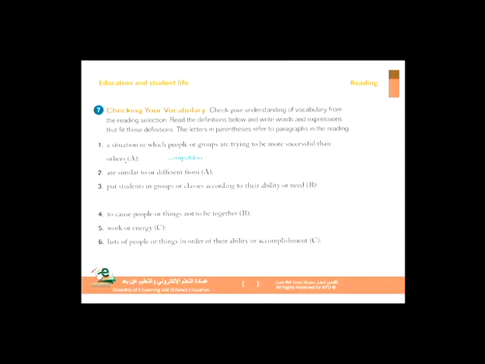We have a clue here. This definition: a situation in which people or groups are trying to be more successful than others. So when you have a situation in which people or groups try to be better than each other, we call it competition, right? We have a clue, which is the paragraph here. All right, so it's in paragraph A. The first one is done for us. So let's move to the second one.